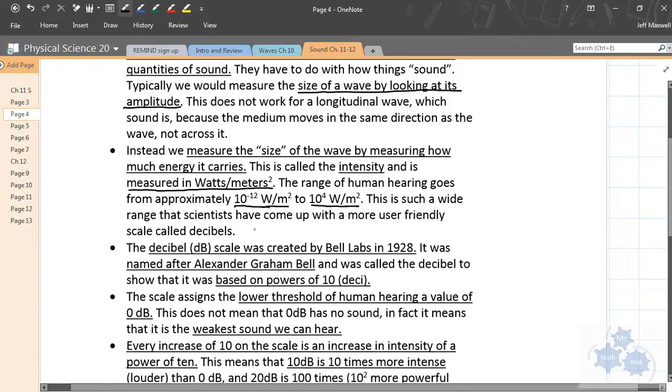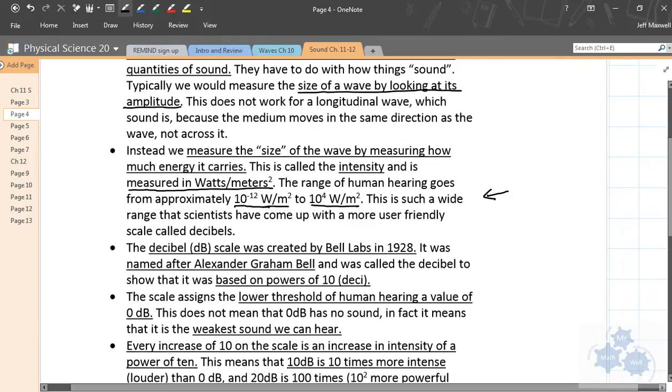This is such a wide range that scientists have come up with a more user-friendly scale called decibels. But now let me go back here. So when we're talking about the frequency of human hearing, like what frequencies we can hear, this is not talking about frequencies anymore. We're talking about intensity. So basically we're talking about loudness, right?